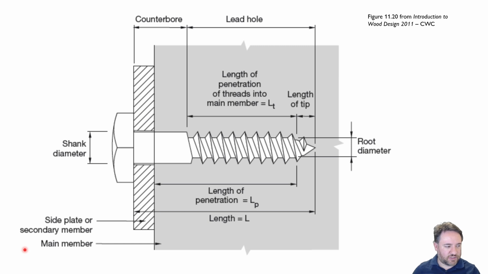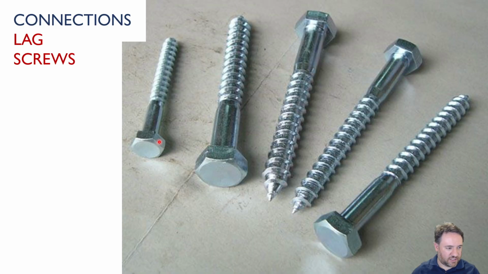So here's an example where a lag screw is connecting a steel plate to a timber member. So you can see, you would make a lead hole that would be as long as this, and then you would potentially provide a counterbore because the entire shank you can see does not have a thread. There's some part that does not.